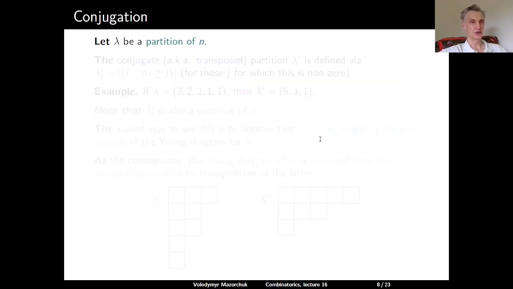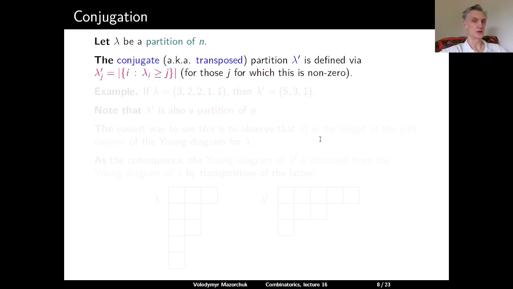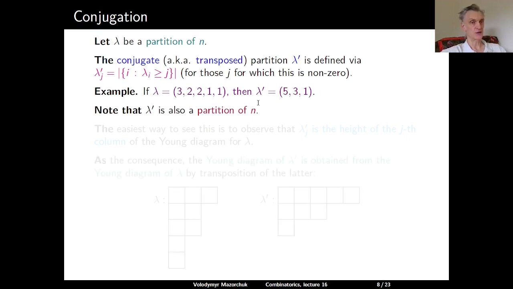So let lambda be a partition of n. The conjugate or transposed partition lambda prime is defined as follows. Lambda j prime is equal to the number of i such that lambda i is greater than or equal to j, and of course for those j for which this quantity is non-zero. So for example, if lambda is 3, 2, 2, 1, 1, that's a partition of 9, then lambda prime is 5, 3, 1. Note that this is also a partition of 9, so in fact it's easy to see that lambda prime is a partition of n, if lambda is a partition of n.